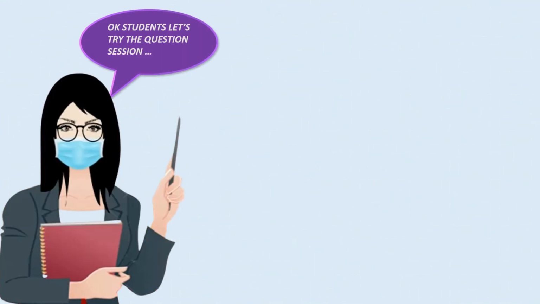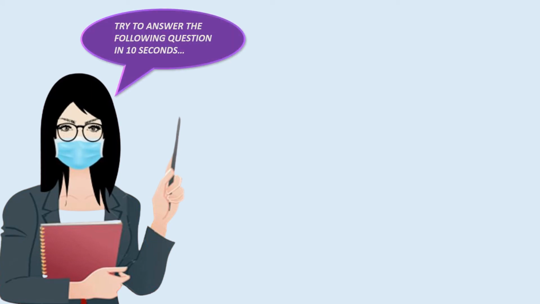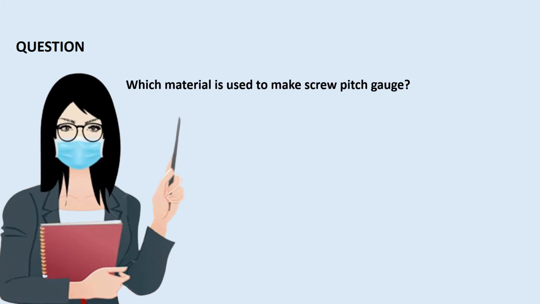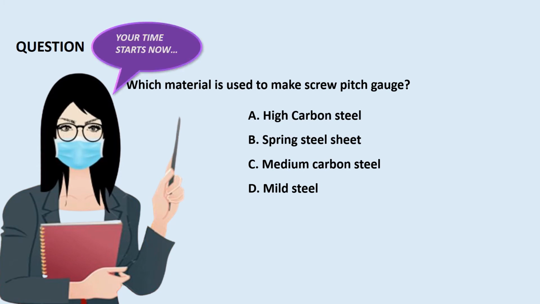Okay students, let's try the question session. Try to answer the following question in 10 seconds. Which material is used to make screw pitch gauge? Option A, high carbon steel. Option B, spring steel sheet. Option C, medium carbon steel. Option D, mild steel. Your time starts now.